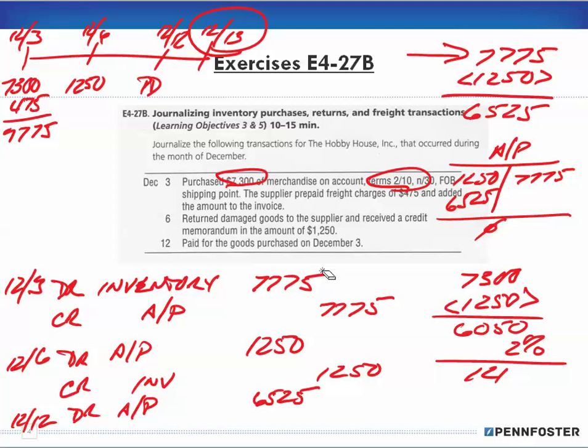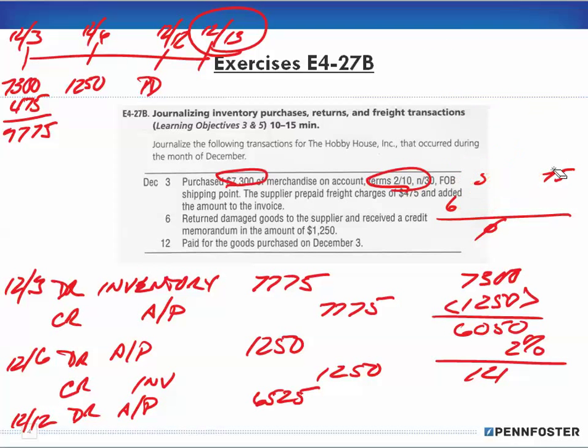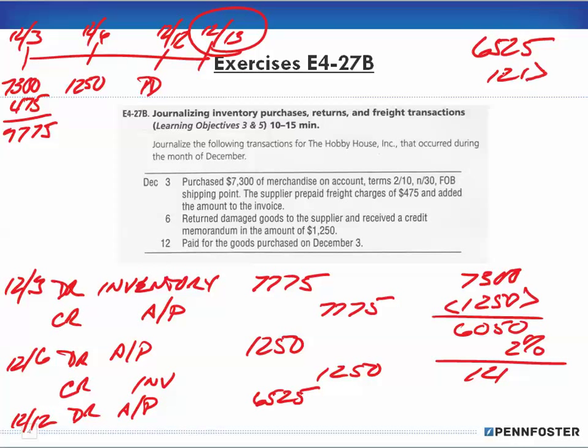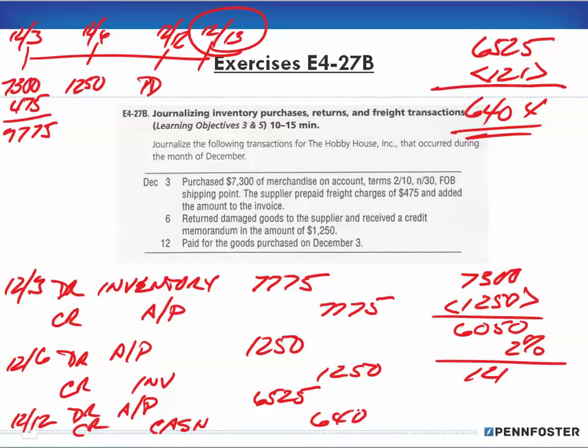If I'm paying, now I'm going to erase some of this stuff here. And I don't need the accounts payable stuff here, so I can get rid of that. Right, so if my accounts payable is $65.25 and I'm able to take a $1.21 discount, that means in cash I'm going to pay $64.04. Okay, so I'm going to have a credit to my cash for $64.04. And then I have a credit to my inventory for the $1.21 of discount.